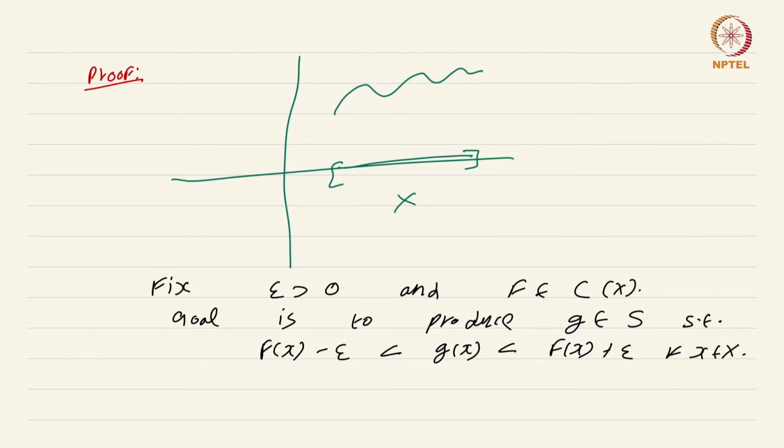What we have to do is look at this epsilon-width neighborhood of this function, something like this. In this epsilon width, we have to find some other continuous function that lies entirely within this epsilon width. And this epsilon is completely arbitrary. For a fixed epsilon, we have to find a function g which is squeezed in between f(x) minus epsilon and f(x) plus epsilon.